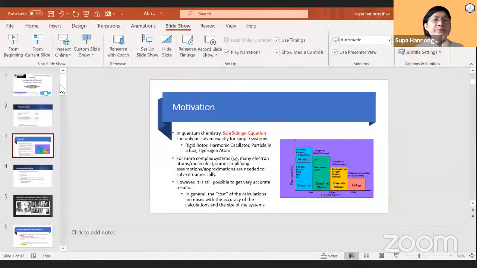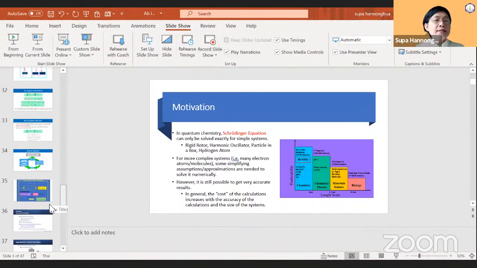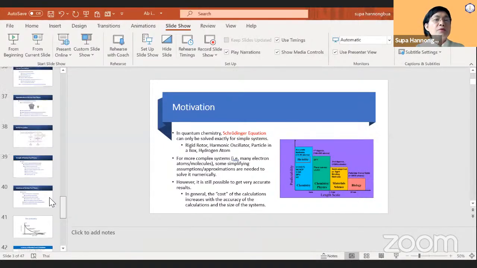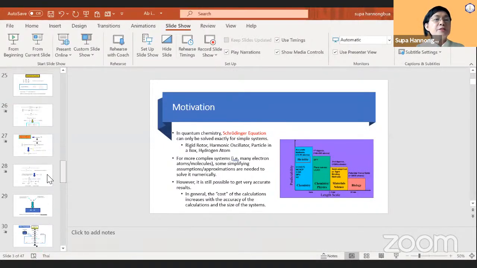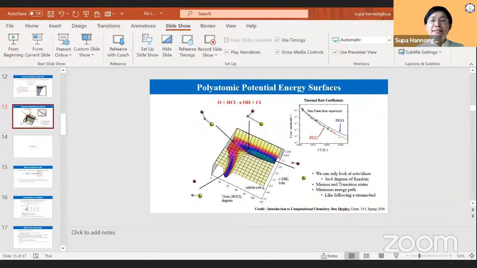I think we can stop the first part here a little bit. Otherwise, the students, the audience, may find it a little bit hard. After this it will be a little bit more complicated.